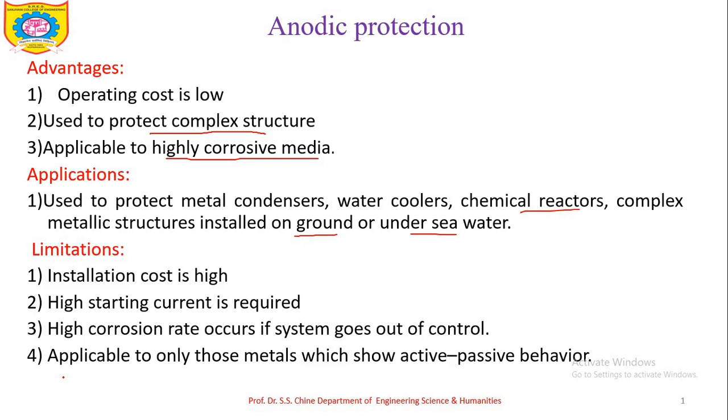So all this is about the cathodic protection and anodic protection. In our next session, we will continue with the last method to control the corrosion, that is coating. So metallic coatings and non-metallic coatings.